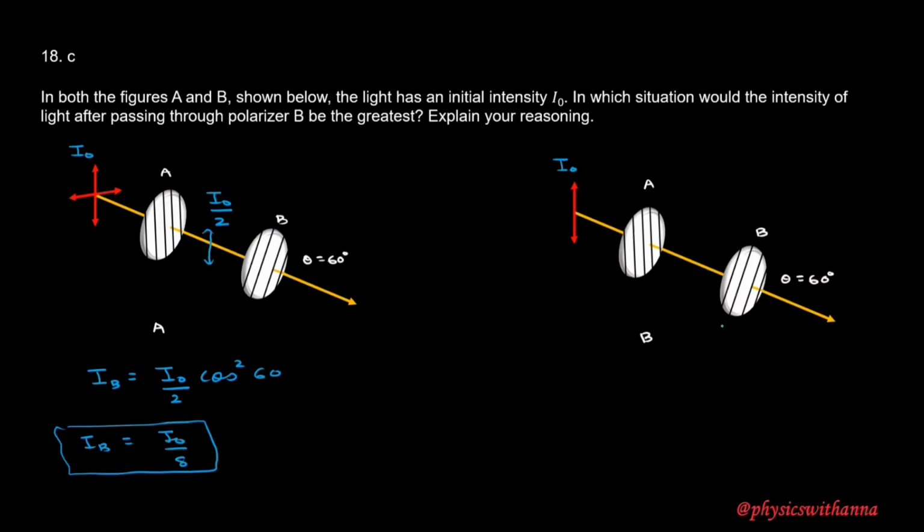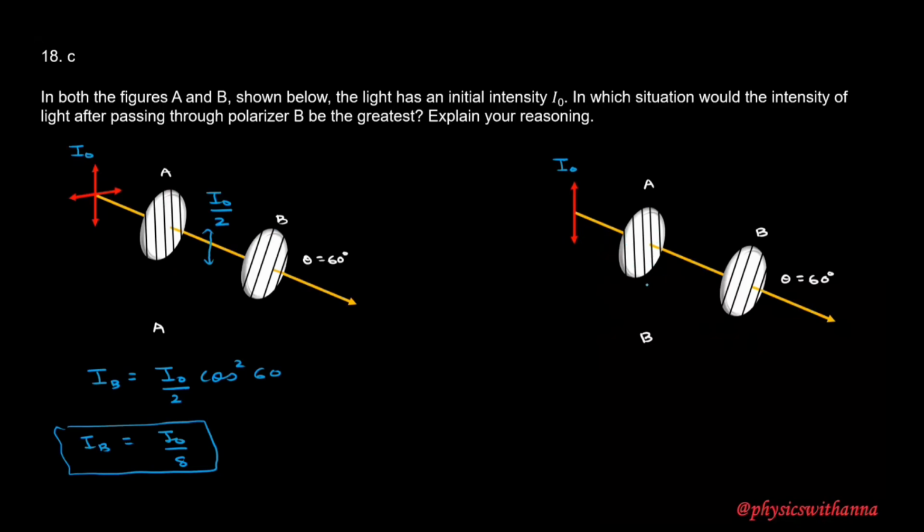Now we do the same thing for figure B. The difference here is we have a plane polarized light of intensity I naught instead of an unpolarized light. And this light is polarized in the vertical direction. So when it passes through polarizer A, all of the light will be able to pass through it as it is vertically aligned.